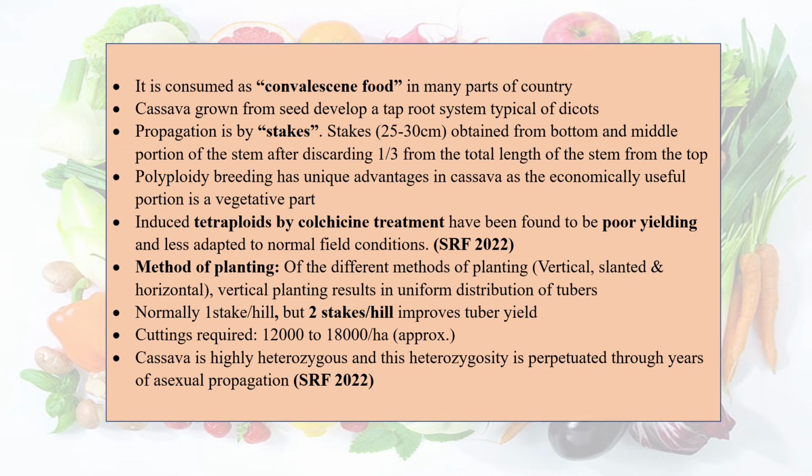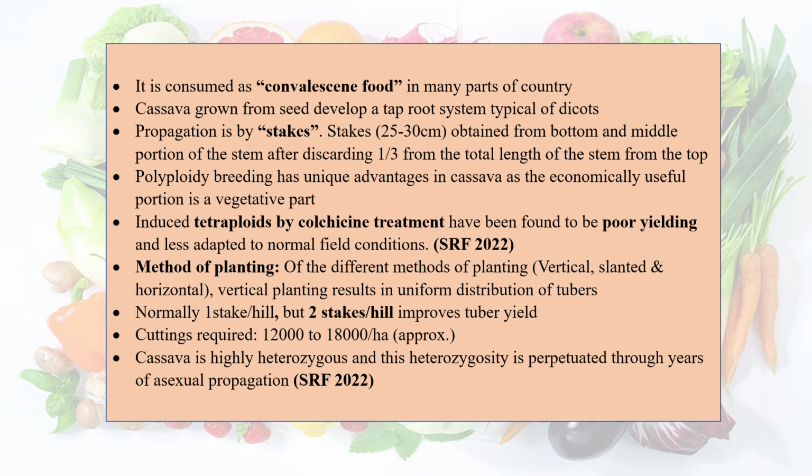Method of planting. Of different methods of planting, vertical, slanted, and horizontal. Vertical planting results in uniform distribution of tubers. Normally, one stake per hill, but two stakes per hill improves tuber yield. The cuttings required are 12,000 to 18,000 per hectare approximately.